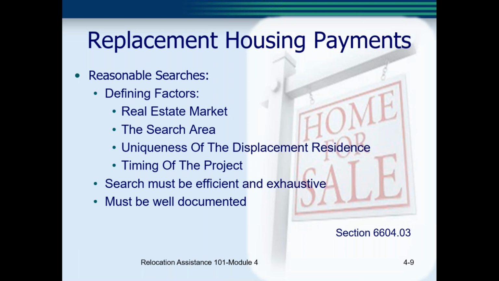The documentation should include the property addresses, the number of rooms and bedrooms, the list or rental prices, contact information, and the reason the property was or was not used as a comparable. You're going to keep the documentation even on the ones you choose not to use. That supports your search.